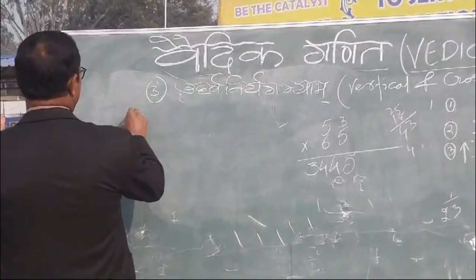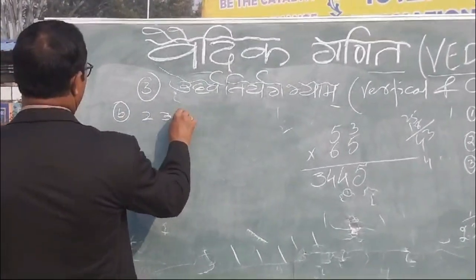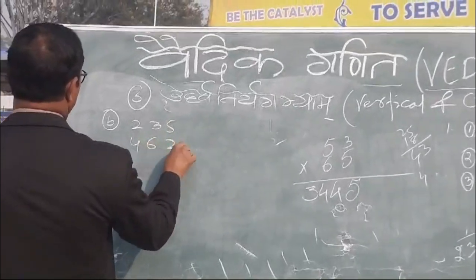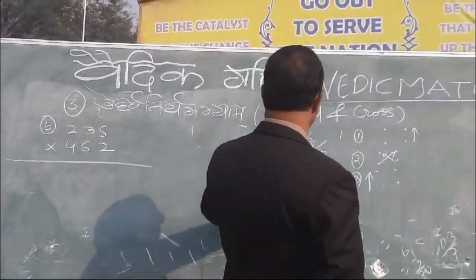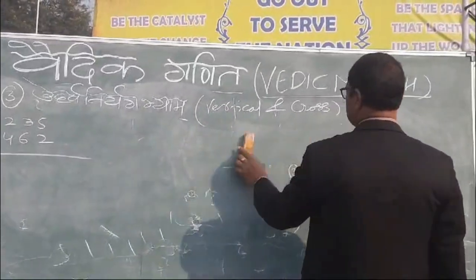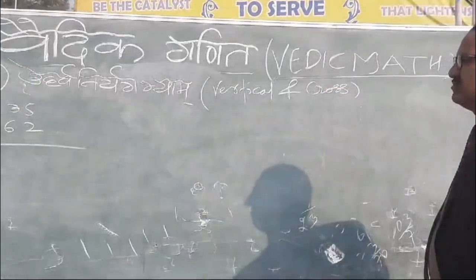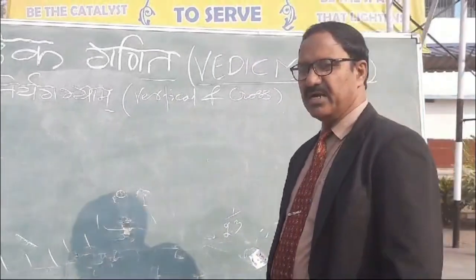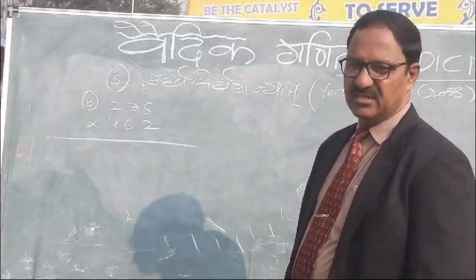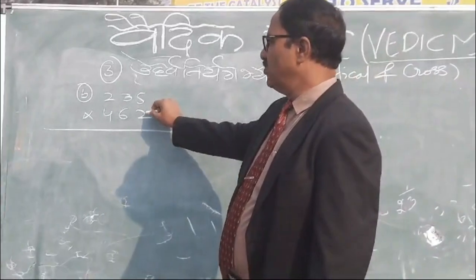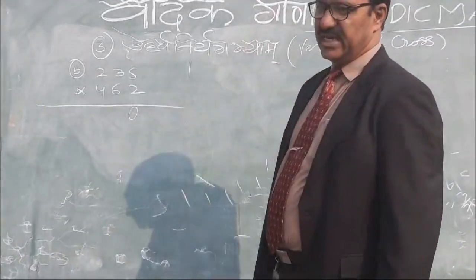Multiplication of 3 digits. Suppose you have to multiply 235 by 462. If you multiply in general methods, it will take too much time. Yes or no? Yes, sir. But using this sutra, you can multiply it very easily. First, 2 into 5, that is 10. Carry 1. Yes? Yes, sir.